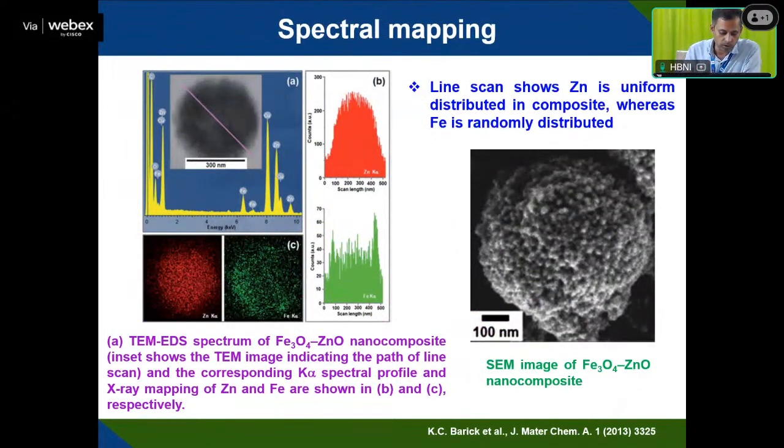And also you can do K alpha imaging. You can see here this is a zinc K alpha, and that is K alpha mapping, not copper K alpha, it is only the K alpha mapping of that constituent element. This is iron K alpha.